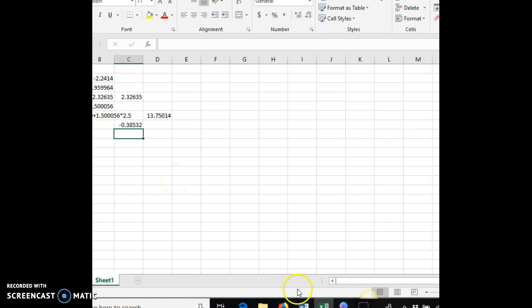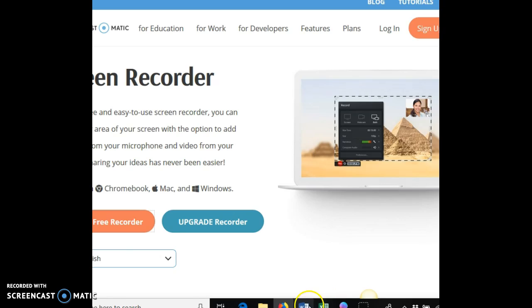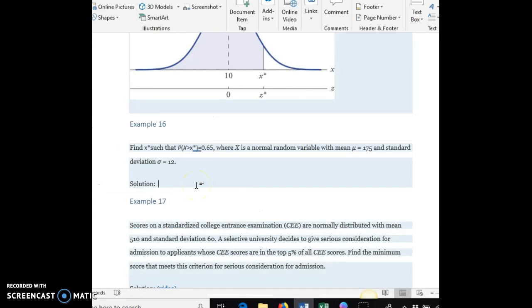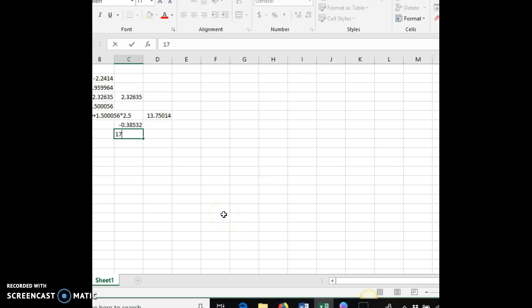Now let's use our destandardization formula, where our mean is 175 and our standard deviation is 12. We're going to have 175 plus negative 0.38532 times 12. And let's figure that out. That ends up giving us 170.37616. So that is equivalent to 170 that we need for this particular example.